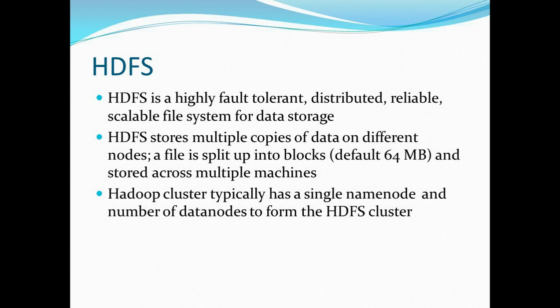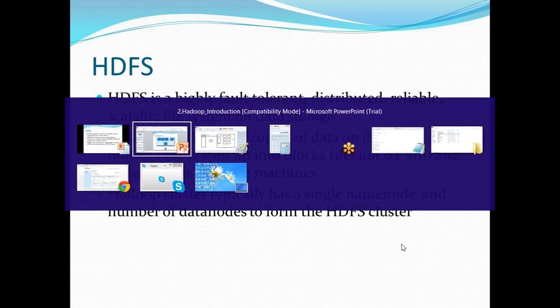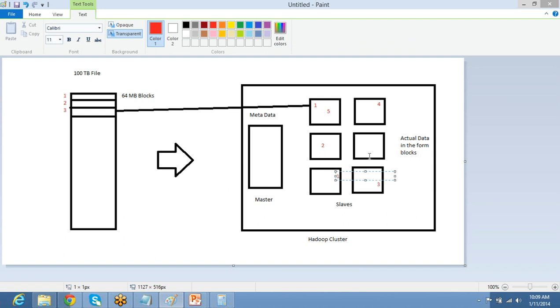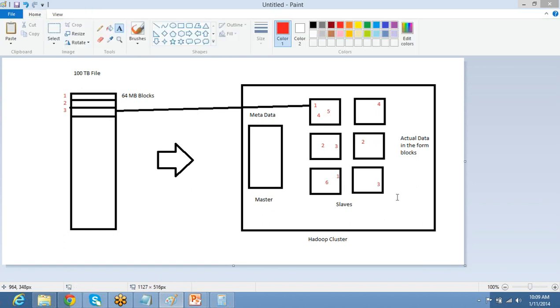So the first line: HDFS stores multiple copies of the data on different nodes. The first block is present here, but the same first block is present somewhere else also. Suppose I have the second block here, the third block here, the fourth block here, the sixth block here. Something like this. Multiple copies of the data are stored across multiple machines. This is a little hard to digest, because what's the point of having multiple copies? It means you are unnecessarily wasting your space.